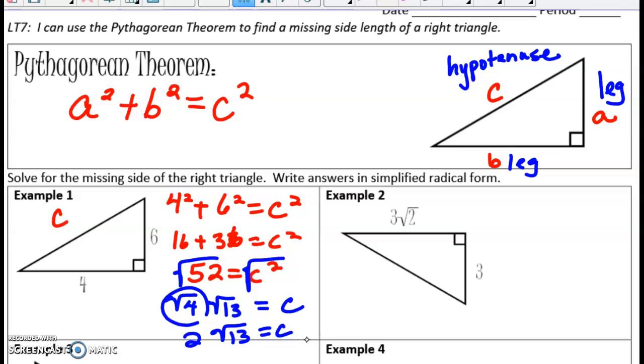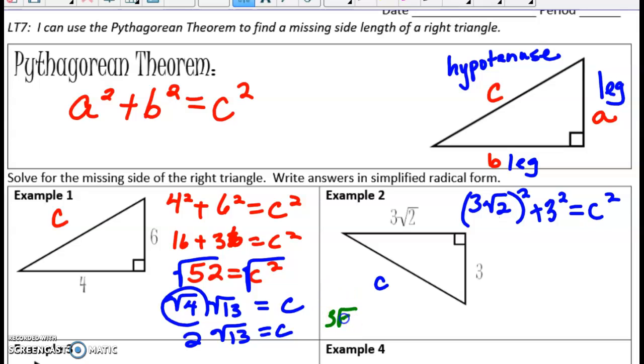Example number 2, similar situation. Here I have a leg and a leg because they are making the right angle. I don't have the hypotenuse. So I'm going to say 3 root 2 squared plus 3 squared equals C squared. Again, if you have a Casio, put that in parentheses just like I wrote it. Hit square and it will do it for you. If you don't have a Casio, that's all right.